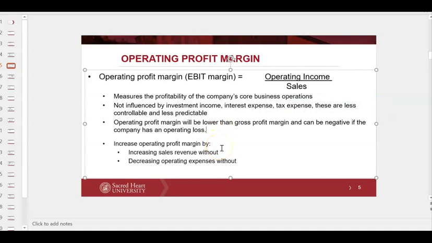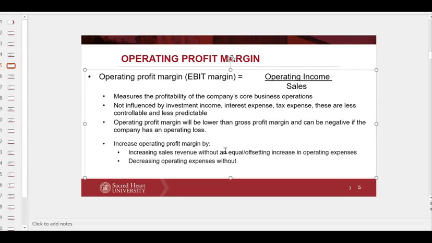How can we increase operating profit margin? Increasing sales revenue without an equal or offsetting increase in operating expenses. And that's going to be tough, of course. Those operating expenses, the sales salaries, commissions, depreciation on those actual stores that we have, it's hard to eliminate those without seeing a reduction in sales revenue.